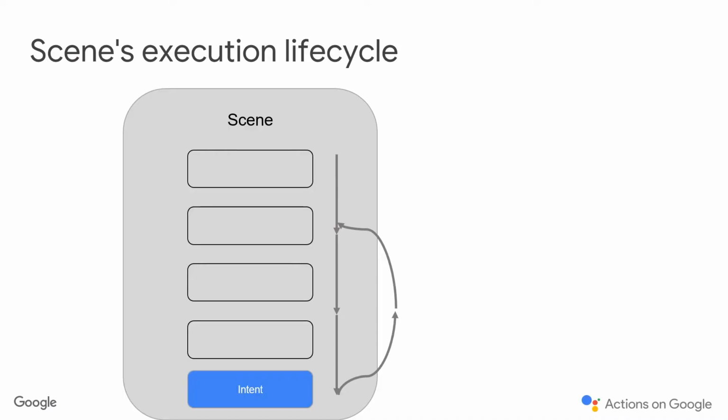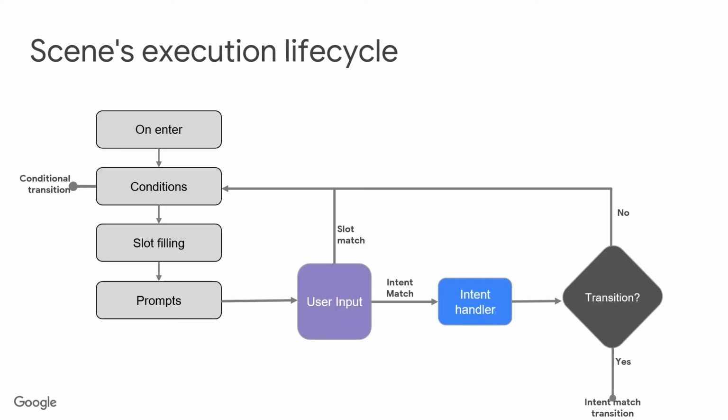So a scene runs in a loop, providing a flexible execution lifecycle that lets you do things like processing inputs through the intent matching, do slot filling, sending prompts back to the user, and more. Each stage inside the scene is optional, but the flow is always the same, and it always starts with the onEnter. With onEnter, you can add a prompt to the prompt queue, and you can also call your webhook. Then conditions are checked, which are if and else if statements that could check the session, user, or scene parameters. After that is slot filling, which will add a prompt to the next missing slot that you have.